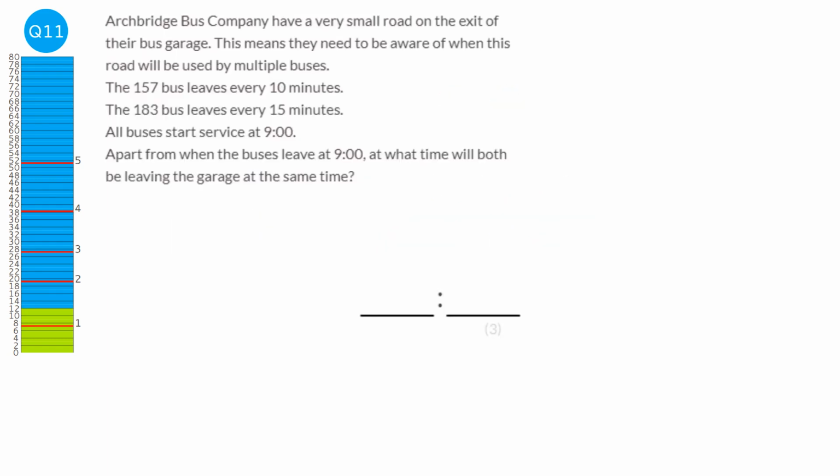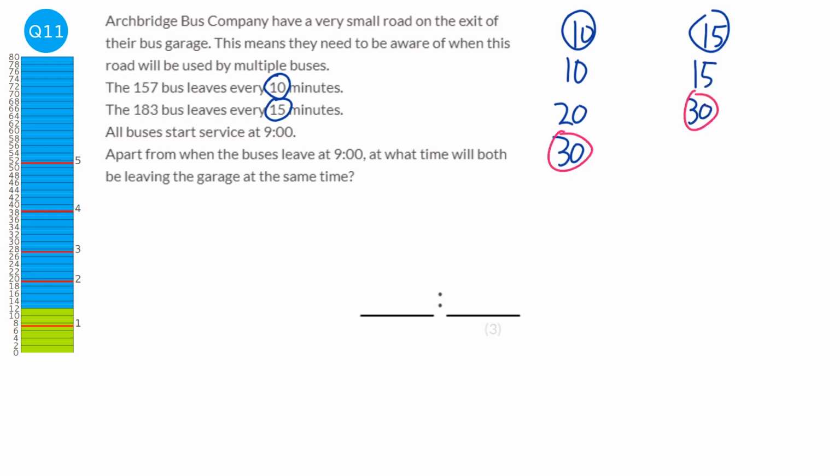To answer this question, we basically need to find the lowest common multiple of the 10 minutes here and the 15 minutes here. So we're going to start off just by doing the 10 and 15 times table. It'd be 10, 20, 30, and 15 times table with 15 and 30. So the lowest common multiple is 30.